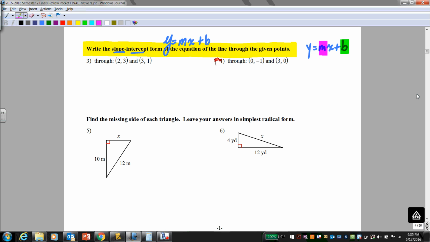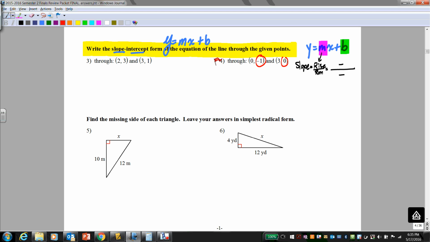So step one, the easy one to find here, is to find first our slope. Because we know slope equals rise over run. And rise, we subtract the y's. Run, we subtract the x's. So you start making a template. That's a template.